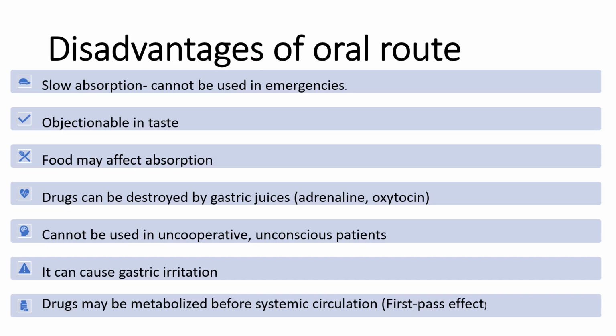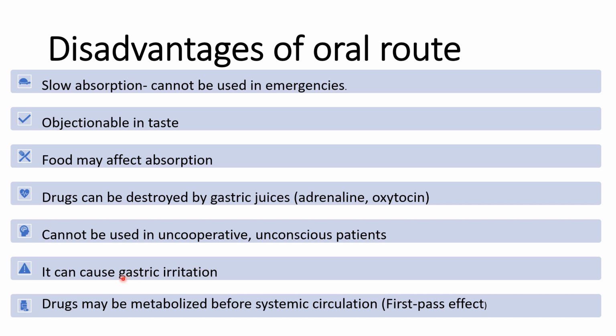There are also some disadvantages of the oral route. The absorption would be slow, so the action of the drug would also be slow, so the drugs cannot be used in emergency situations. The drugs may have a bitter taste that would be objectionable to some patients. Food can affect the absorption of drugs present in the gastrointestinal tract. Some drugs can be destroyed by gastric juices, for example adrenaline and oxytocin, and it cannot be used in uncooperative and unconscious patients because the patient would not be able to take the drug by themselves.